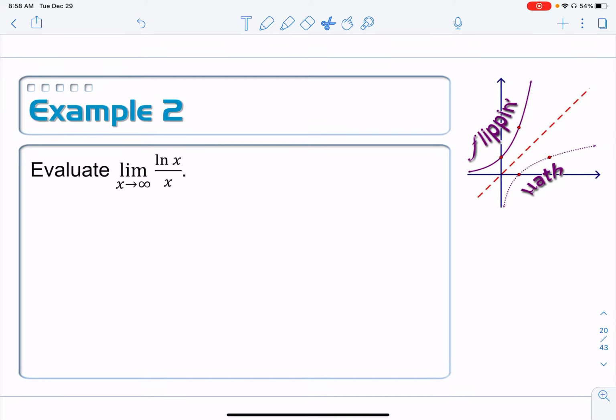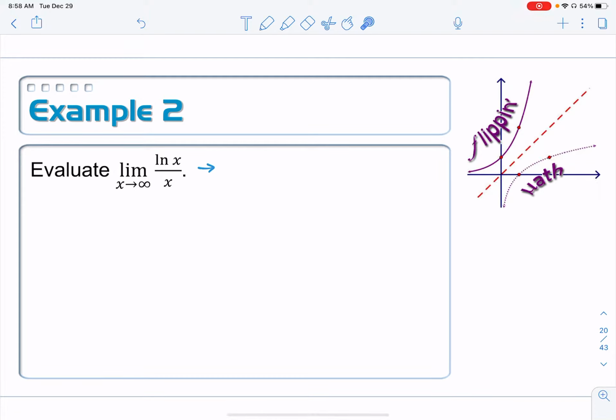All right, let's take a look at our next example. We've got the limit as x approaches infinity of the natural log of x divided by x. Step 1, direct substitution. So what is the natural log of some super large number getting close to infinity?